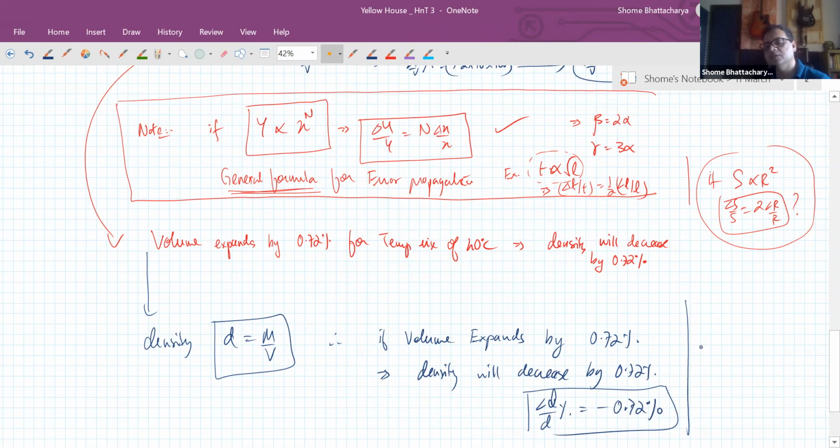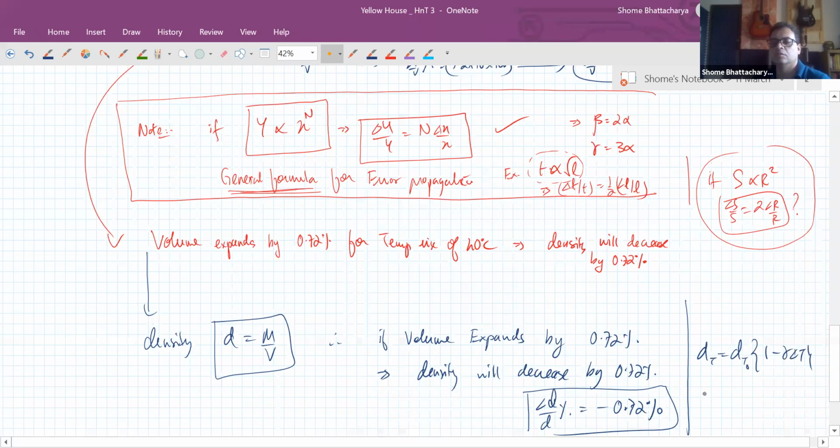Because remember, we had the relation that density decreases with temperature increase: 1 minus gamma delta T. So delta of density by density, the fractional change, was minus gamma delta T. So from this, we are getting this.